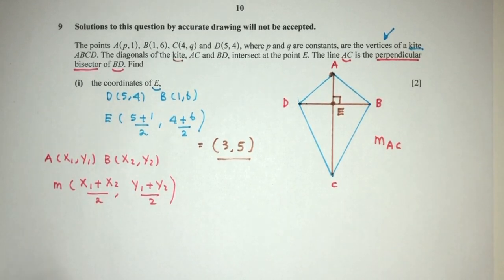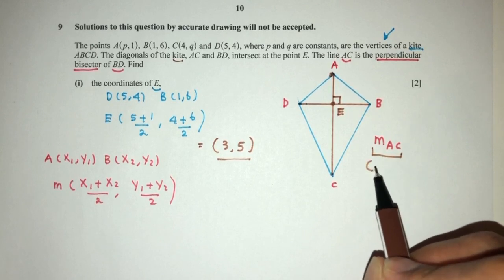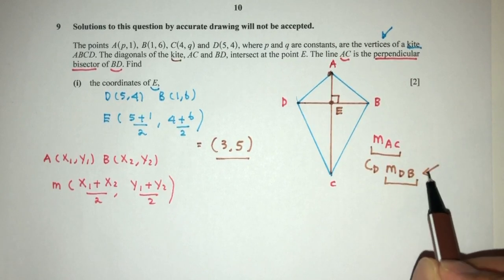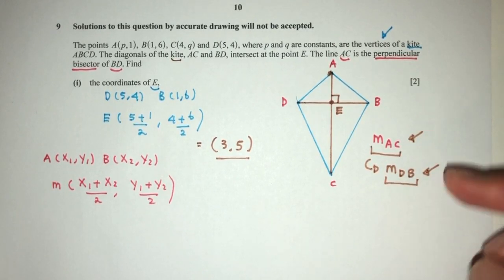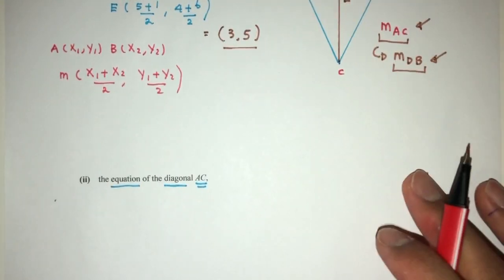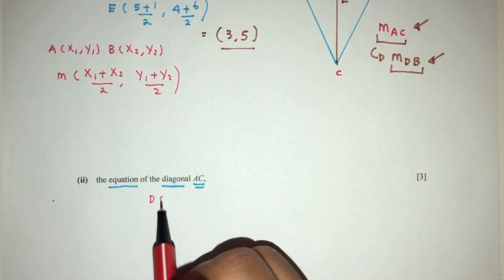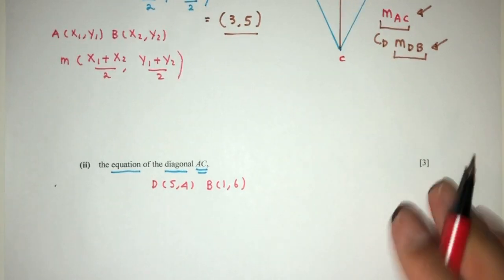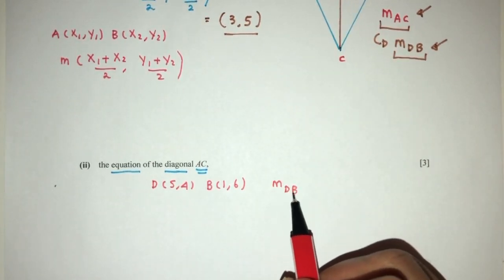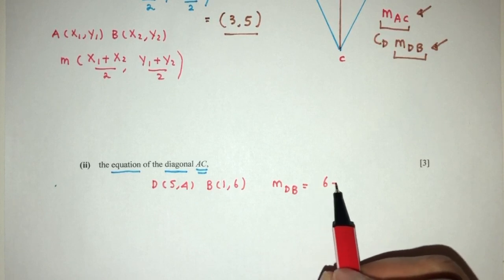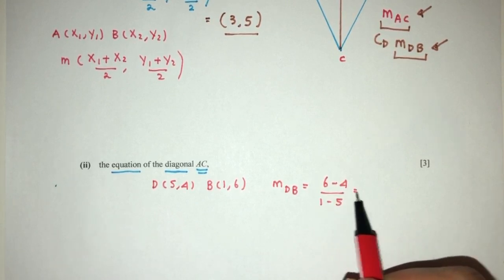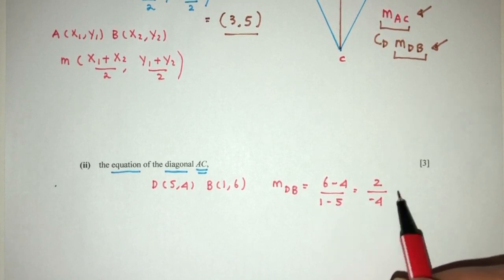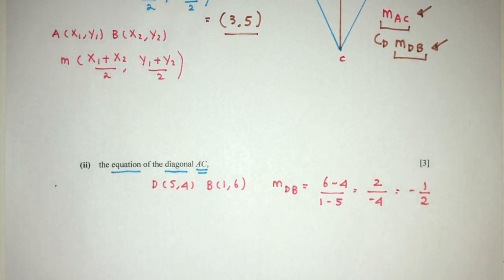Now to find the gradient of AC, we can first use the gradient of DB because it is easier to find this than this. So we can find this, then we can derive this. Because we know the points D and B already, we can use them to find their gradient. So D is (5, 4) and B is (1, 6). So the gradient of DB will be y2 minus y1, that is 6 minus 4 over 1 minus 5. That is 2 over minus 4, which should be minus half. Yeah, that makes sense, right?